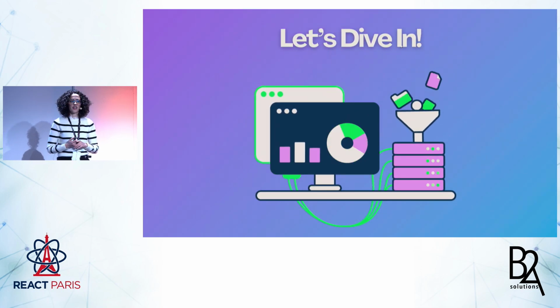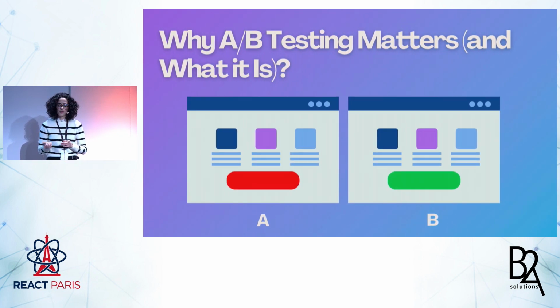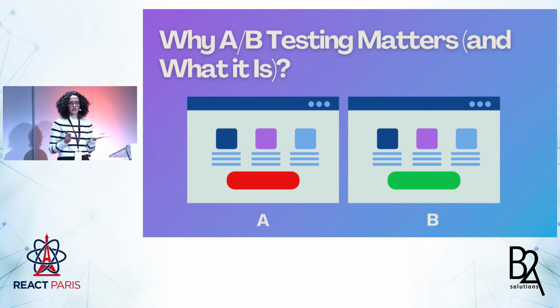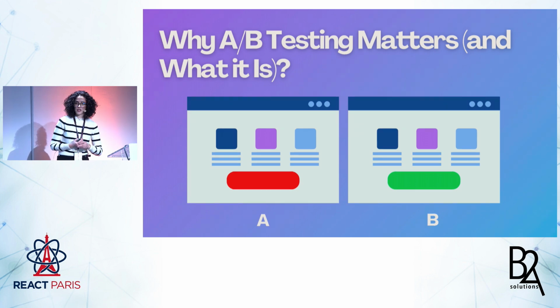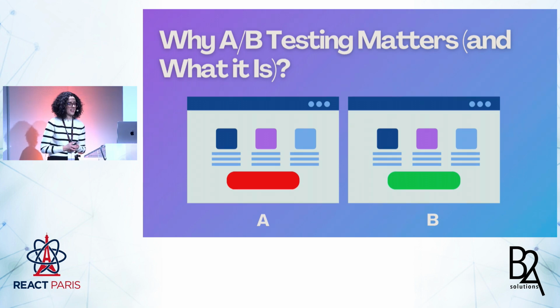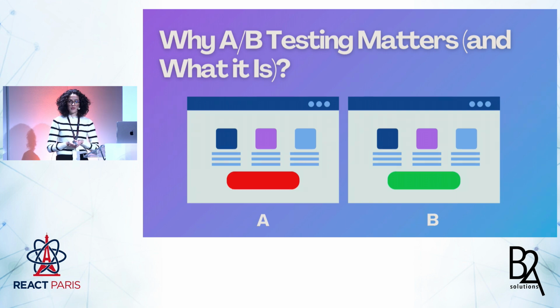So why should you care about A/B testing? At its core, A/B testing is all about comparing two versions of something, a component, a web page, or a single button, against a specific goal. We call these versions A and B, hence the name. And the real power of A/B testing lies in why we do it.